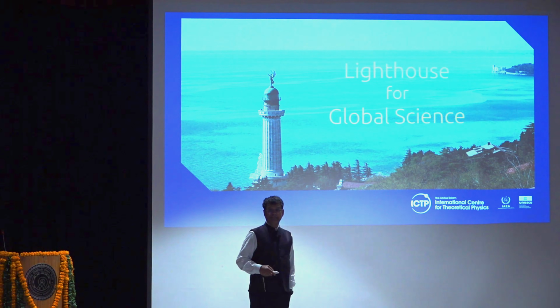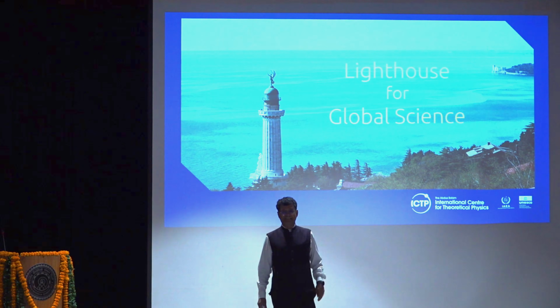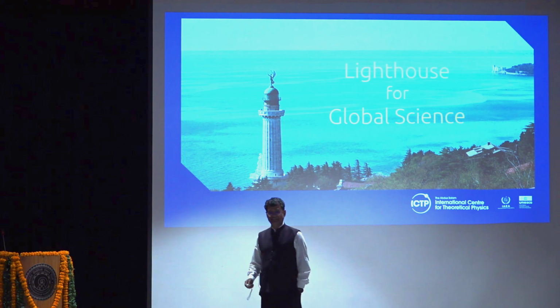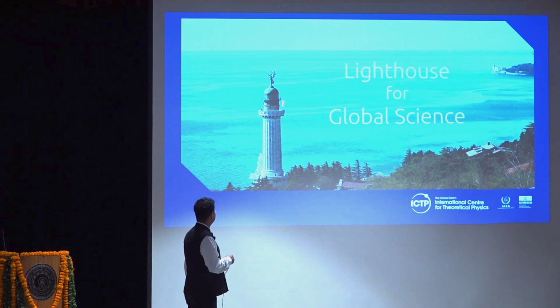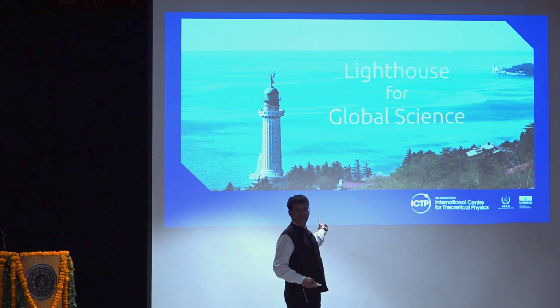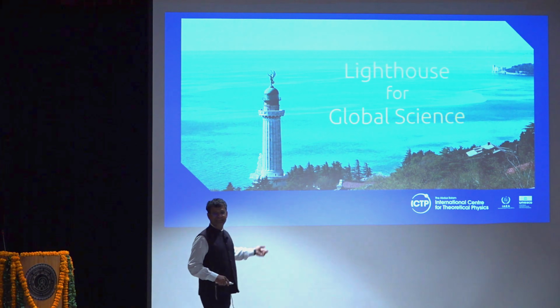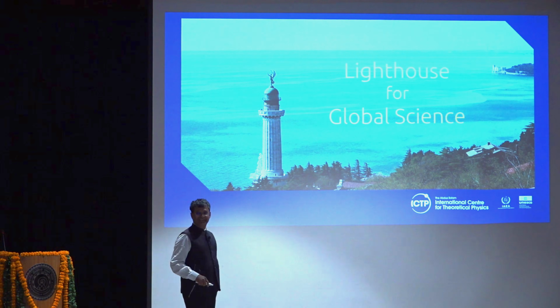So we look at ICTP to unite the world together through science and for science, as a kind of lighthouse for science. This is an image that I like very much. This is the Faro della Vittoria, the lighthouse of victory. It's actually a lighthouse in Trieste, where ICTP is located. You can see ICTP in the background over there.